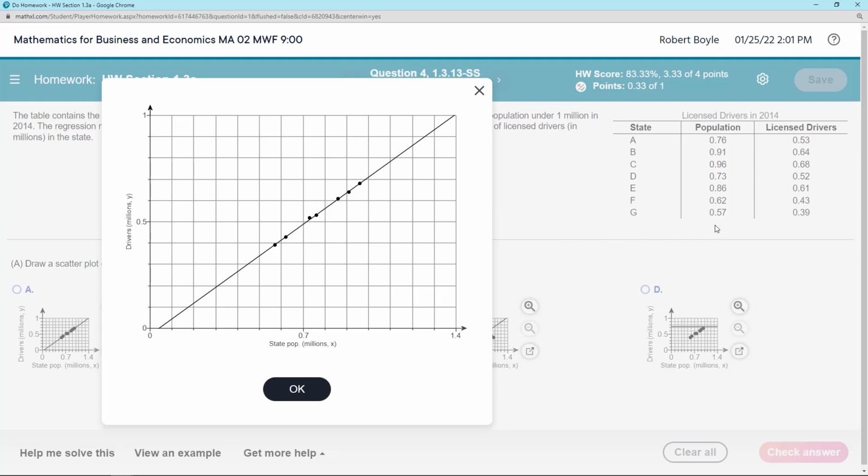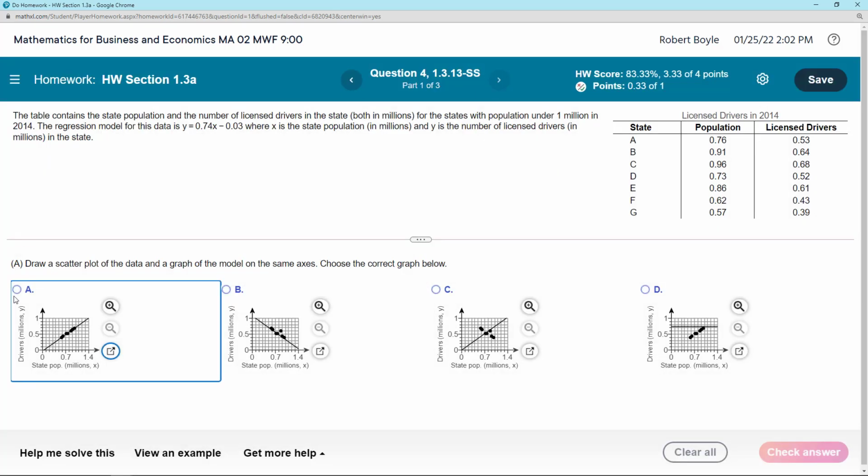And also notice, let's take a look at state D here. They have a population of 0.73 and the number of licensed drivers is 0.52. Well, here's 0.7. That's about 0.73 right there, wouldn't you say? And the number of licensed drivers is 0.52 million, which is right about there, so that data point makes sense. For state A, we have 0.76, that's that point right there, and that corresponds to 0.53, so this one makes sense, so my money is on A.